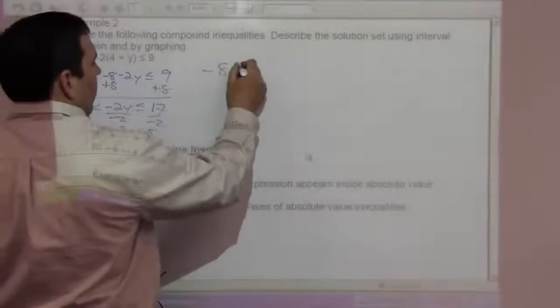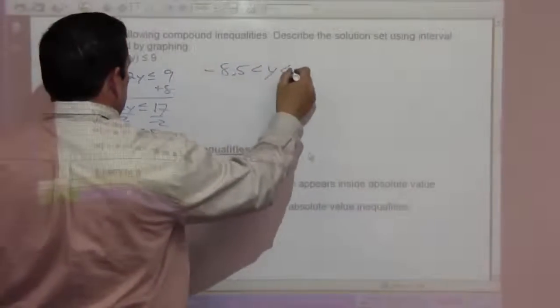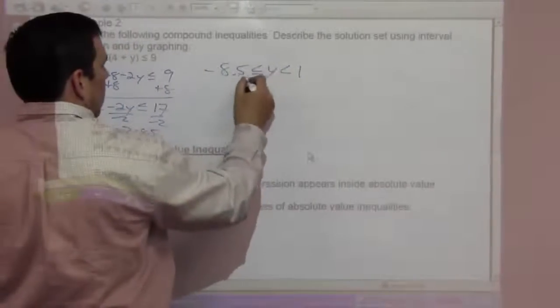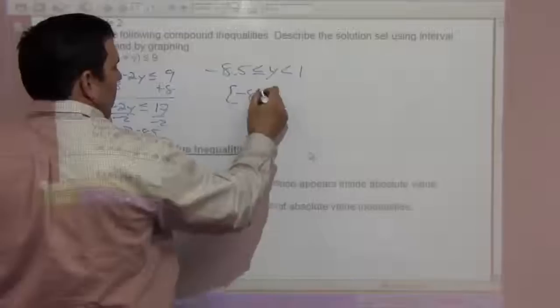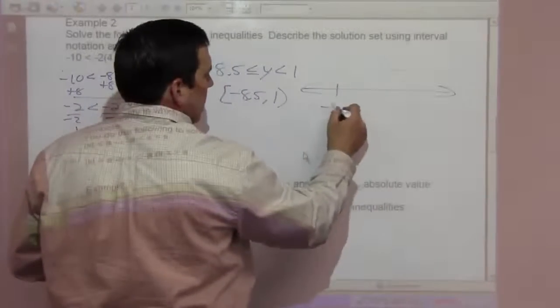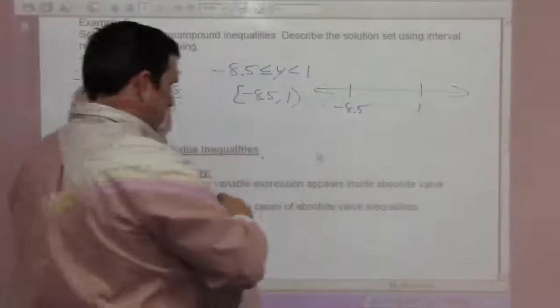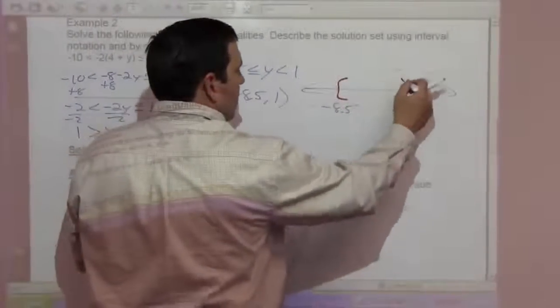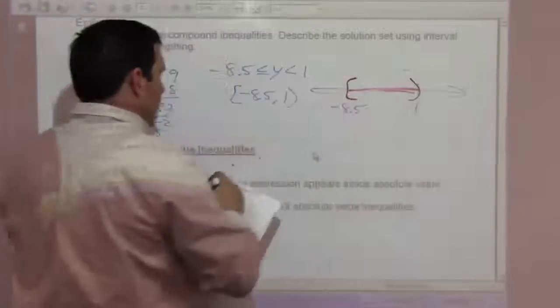So negative 8.5 is less than or equal to y, less than 1. Equal there. Negative 8.5, comma 1. If I graph this, we'll have the brackets because it's equal to the 8.5. That's why it's a bracket there. And we shade in between.